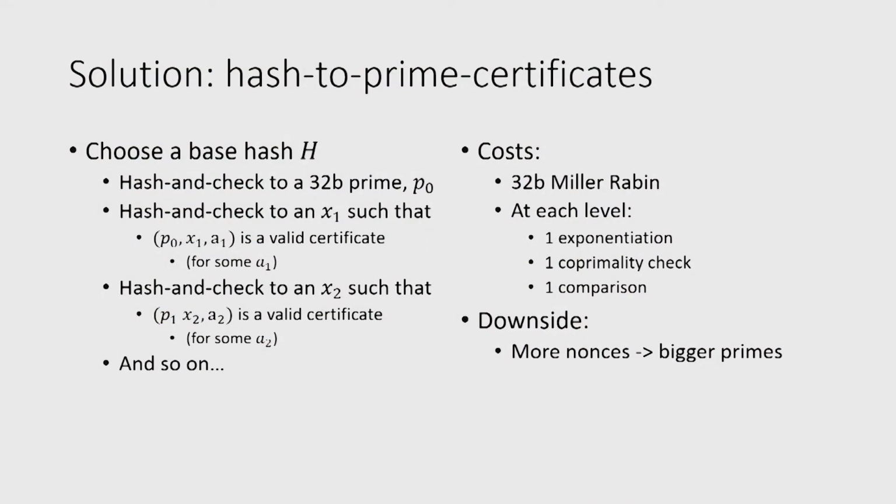This is a downside: we're doing more hashing and checking, which means that we need more nonces to improve the completeness of the protocol. That means that we're going to pick up some extra bits along the way, and some of our numbers are going to get bigger. It's okay, we can deal with it. Okay, so this is a sketch of how we do hash to prime inside of a SNARK. Of course, it builds on multi-precision arithmetic because we're doing all these exponentiations and coprimality checks.